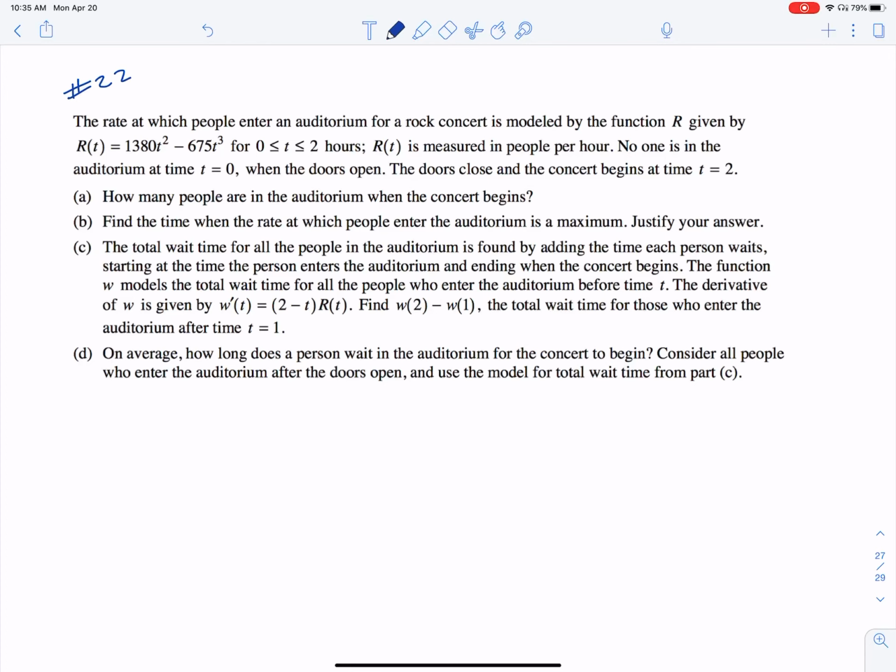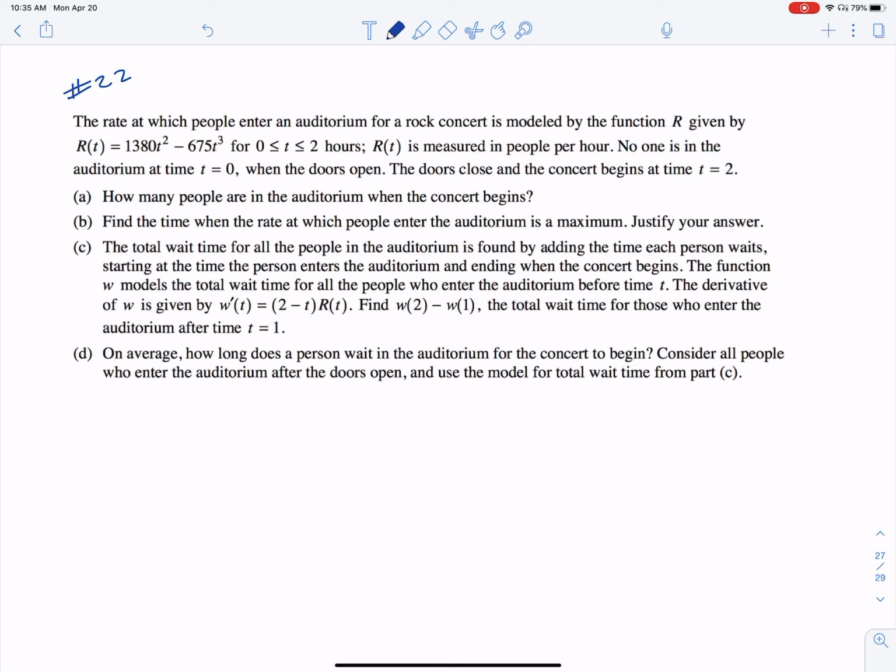Okay, let's go and look at number 22. The rate at which people enter an auditorium for a rock concert is modeled by the function r, given by that stuff, from time 0 to 2. R of t is measured in people per hour. No one is in the auditorium at time equals 0, when the door opens. The door closes at time t equals 2.